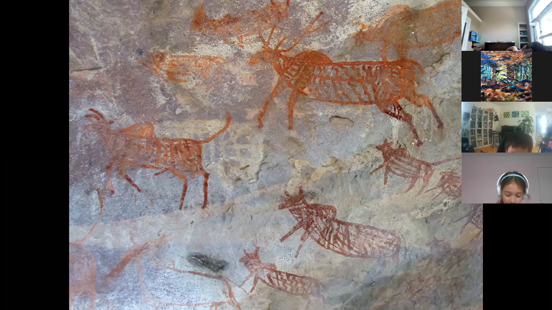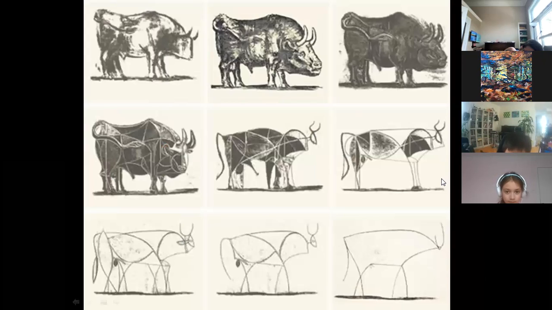Picasso is a very famous artist. He was born in Spain, a very famous one. Let's see one of his drawings. Okay, this is a very famous composition of Picasso's drawings. Actually, in this drawing, a bull. In this bull drawing, he is reversing the history of our art.